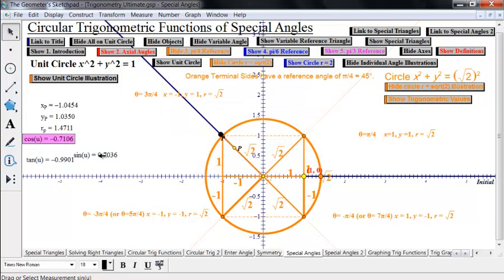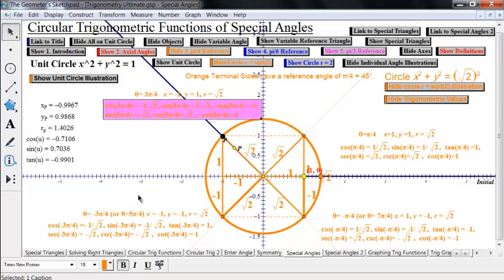Okay, that's better. And then hopefully I've got tangent correct. Okay, so anyway, there it is. The x and y are: x is -1, y is +1, and r is square root of 2. So again, we can look at the trig values you can see right here.